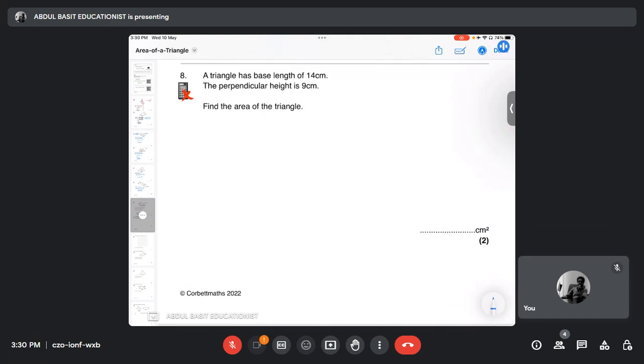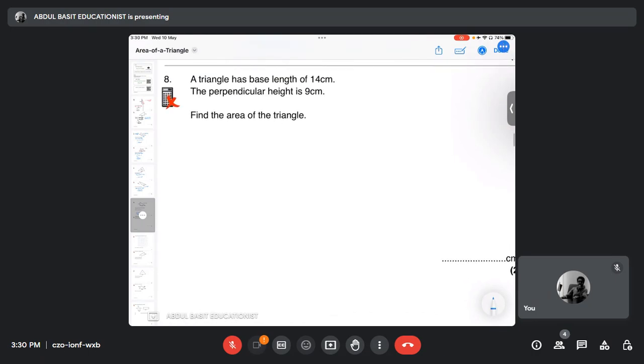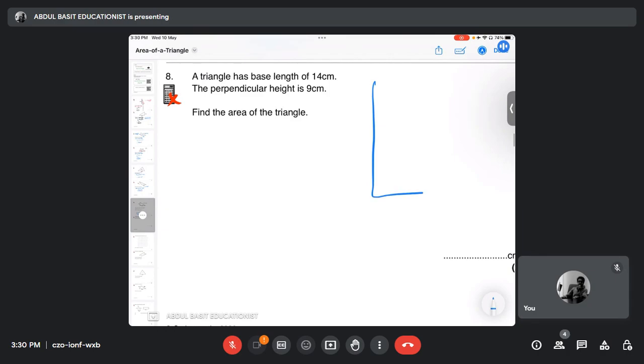Now, in this question, a triangle has a base length of 14 centimeter and the perpendicular height is 9 centimeter. So, in this question, the shape is not given. So, what are we going to do? We just draw the shape on our own. The base is 14 centimeter and the height is 9 centimeter. Is this clear? Now, they're just asking us the area, which is half of 14 times 9.